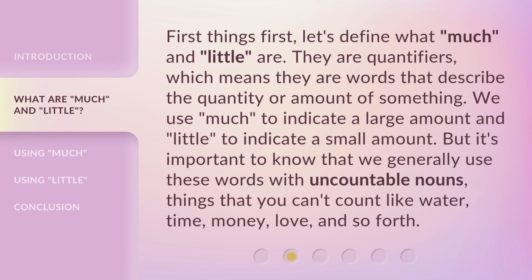First things first, let's define what much and little are. They are quantifiers, which means they are words that describe the quantity or amount of something. We use much to indicate a large amount and little to indicate a small amount. But it's important to know that we generally use these words with uncountable nouns, things that you can't count like water, time, money, love, and so forth.